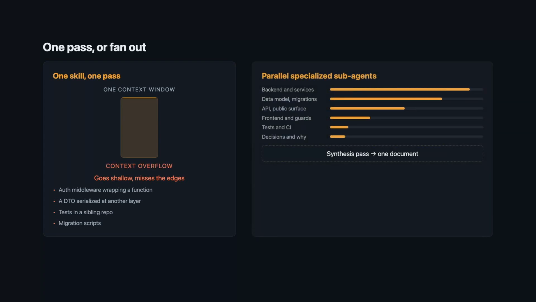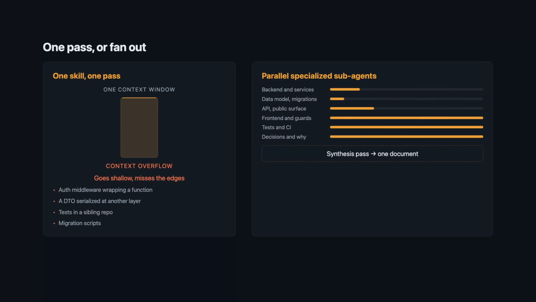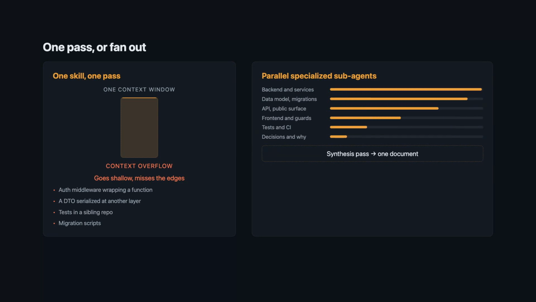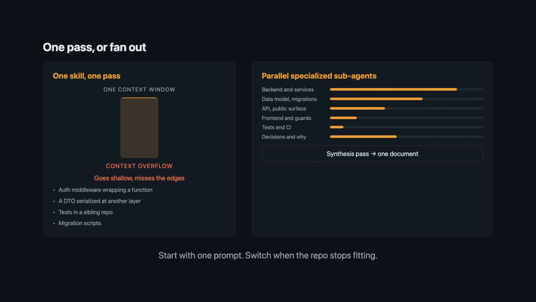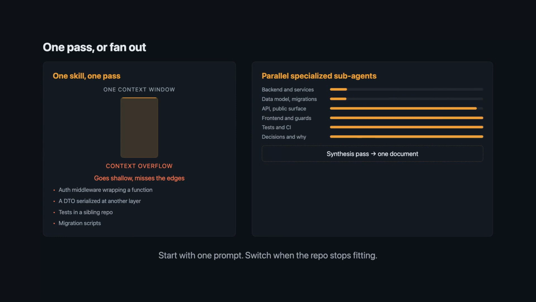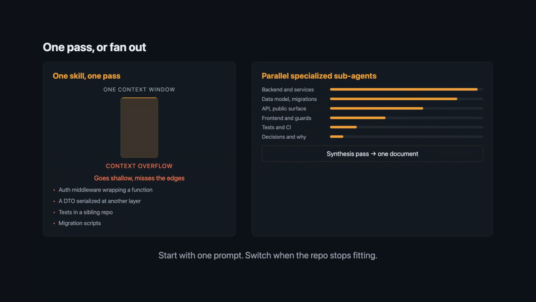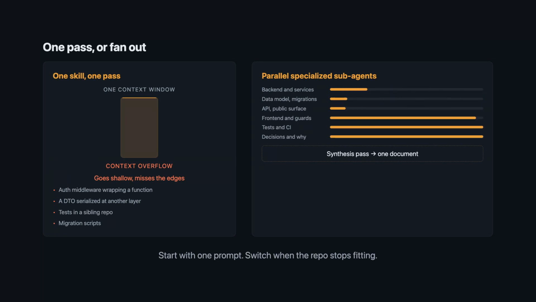So fan out into parallel specialized subagents, each scoped to one facet: backend and services, data model and migrations, API and public surface, frontend, tests and CI, and decisions and why from history and tickets. Each returns a compact section, and a synthesis pass stitches them into one document, which recovers the cross-cutting visibility you lose between workers. Start with one prompt. Switch to the swarm when the repo stops fitting or the output thins.